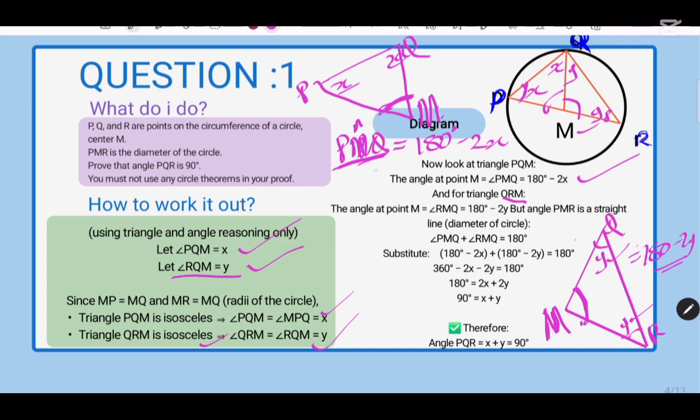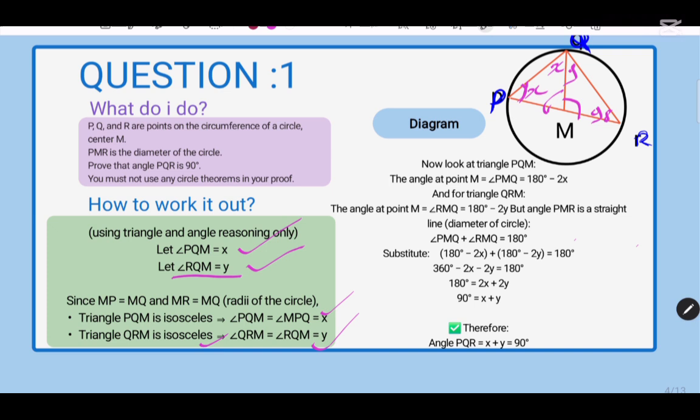That is, angle PMQ is equal to 180 minus 2x, while angle QMR is equal to 180 minus 2y here. Okay, that is settled. So we can really establish that one. Thank you. So what we do now is very easy.